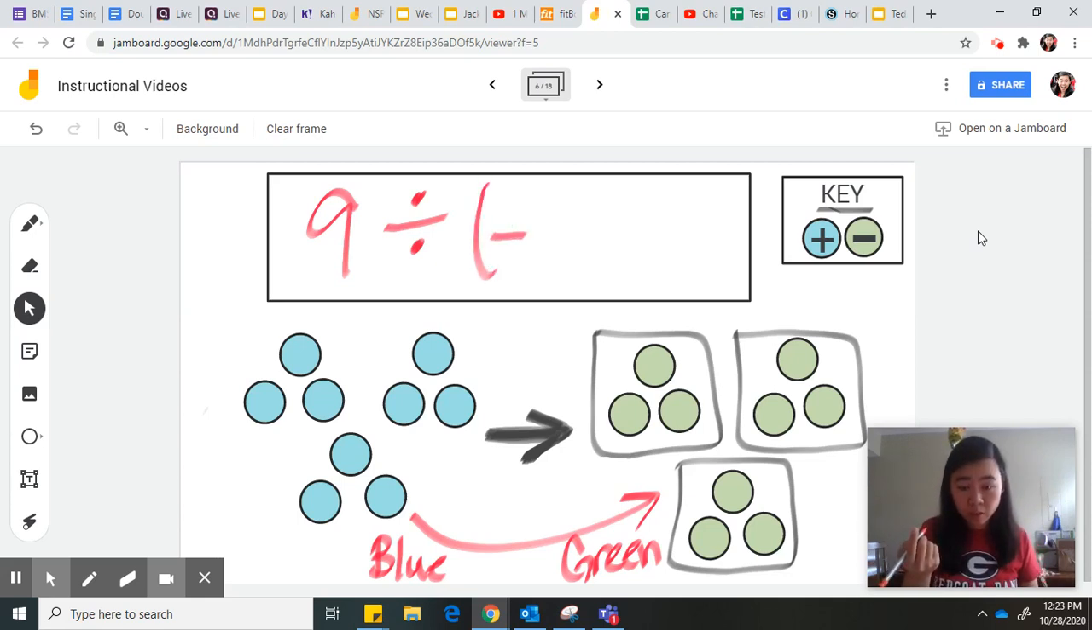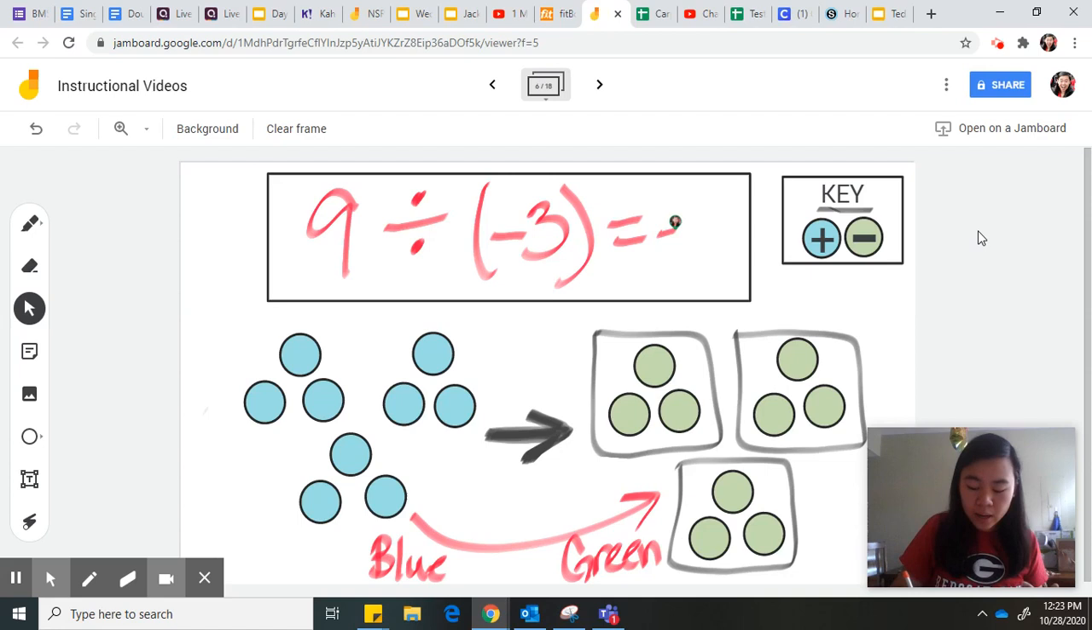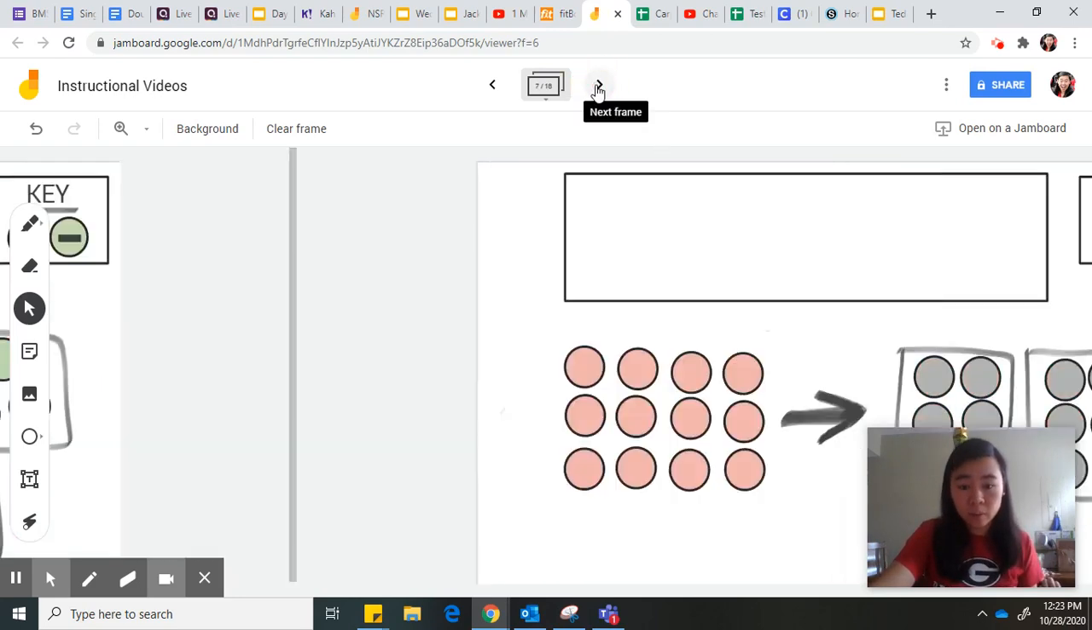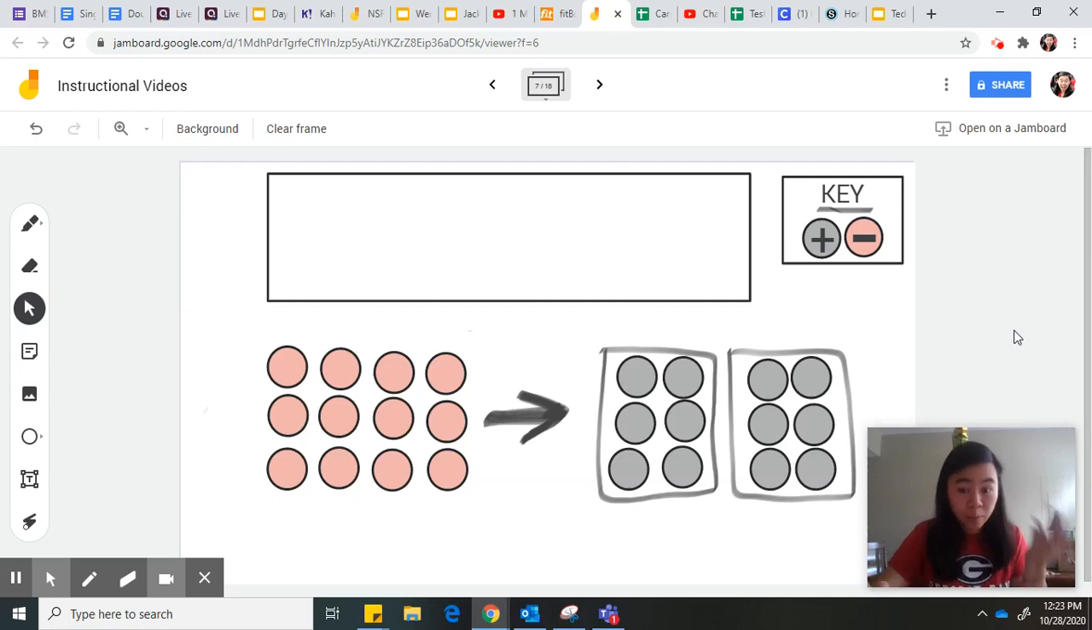Now, how many groups did we break it up into? 3 groups. And our answer, again, is how many is in one group? We have 3 counters, but they're green, and our key says green is negative. So our answer is negative 3. Okay, so if the sign changes, then we know it's being divided by a negative number. Okay, let's look again. Sign is changing, right? There's two different colors. And we know that we're starting with a sum and we're breaking it up into groups. So this is going to be division.